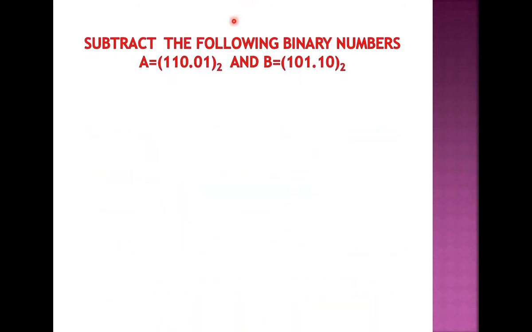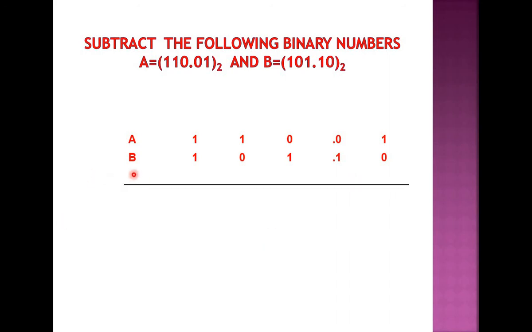Now we take another example. A is equal to 110.01 to the base 2 and B is equal to 101.10 to the base 2. So A is equal to 110.01, B is equal to 101.10. Now the borrow is put again below B, and we perform the subtraction.